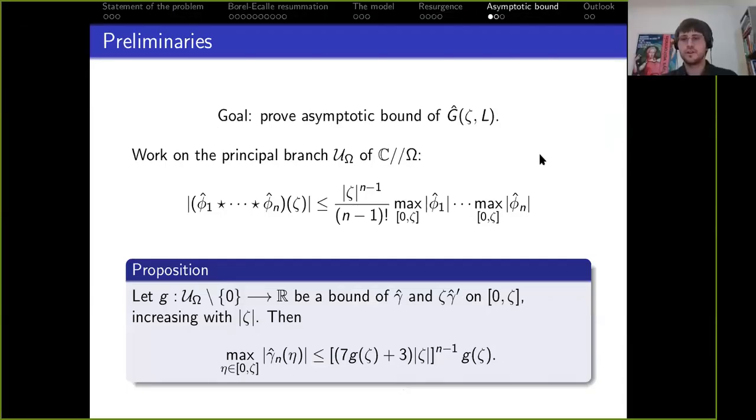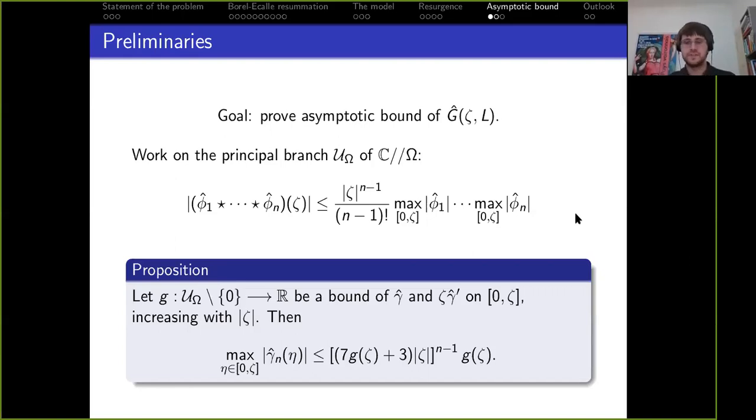I'm also not going to give you details on how to prove these asymptotic bounds. Just one remark: since you work in the principal branch, and the principal branch is star-shaped with respect to the origin, instead of making a convolution product along very complicated paths, you do it along straight lines. And so the bound for convolution products is much simpler in this branch, and that will really, really simplify your life.